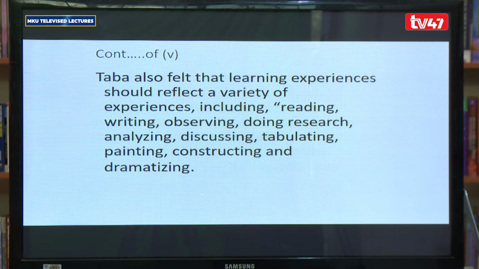Taba also felt that learning experiences should reflect a variety of experiences, including reading, writing, observing, doing research, analyzing, discussing, tabulating, painting, constructing, and dramatizing.